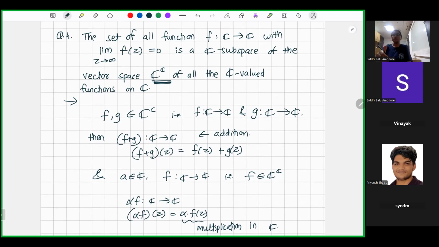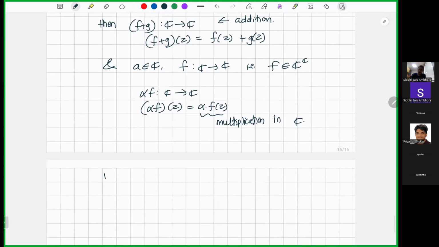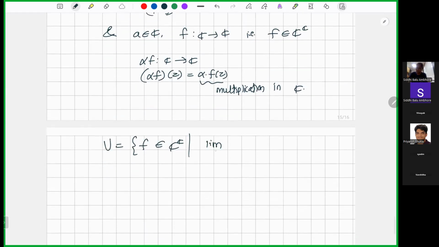Now this is a new set. This set, let us call this U. It is all those f in C^C such that limit z going to infinity of f of z is 0.